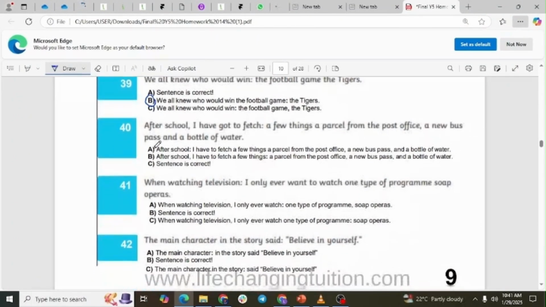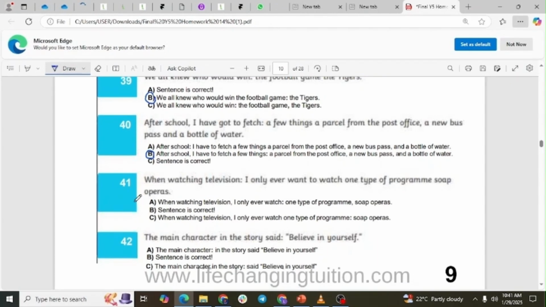Question 40. After school, I have got to fetch a few things: a parcel from the post office, a new bus pass, and a bottle of water. That seems a little jumbled, doesn't it? The right version is B. After school, I have to fetch a few things: a parcel from the post office, a new bus pass, and a bottle of water. The colon properly introduces the list.